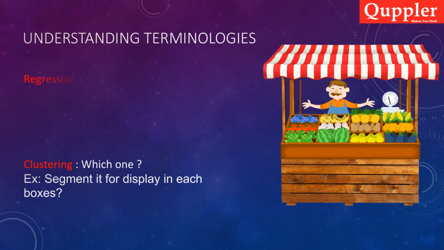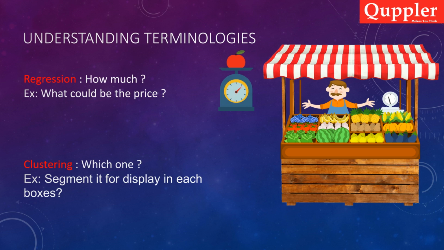Next is regression. Regression talks about how much. For example, if I go to this shop and want to buy a banana, I'm going to ask how much it is. Or if I take the example of an apple, and I have to buy it, I'm going to ask the shopkeeper at what price I'll get it, what's the price per gram or per kg. So it would be based on the kg, and it would be predicting the price.